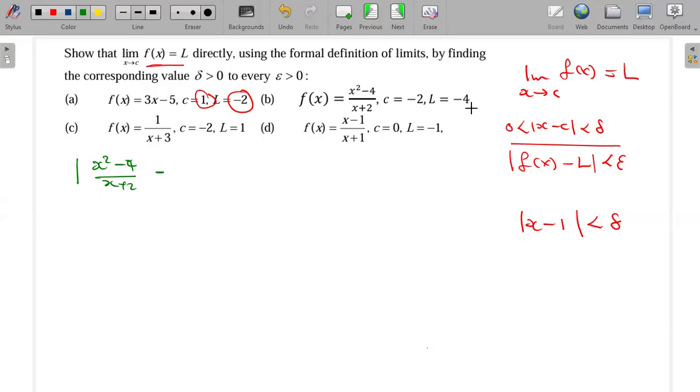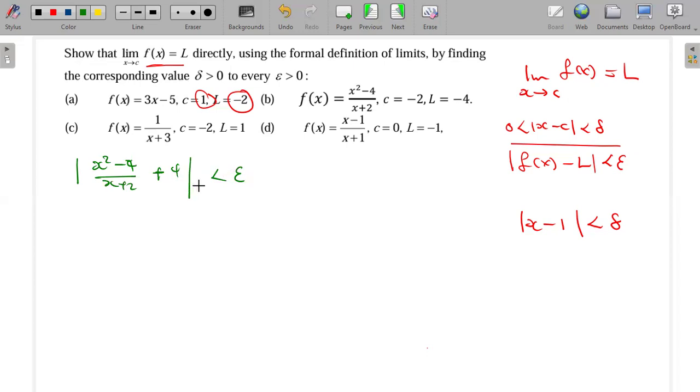Wow, it's negative 4. How didn't I notice that? So it's negative 4, meaning here I replace the negative, and this will be positive. So you're going to get positive there. And then here, we are saying that this is going to be less than epsilon.